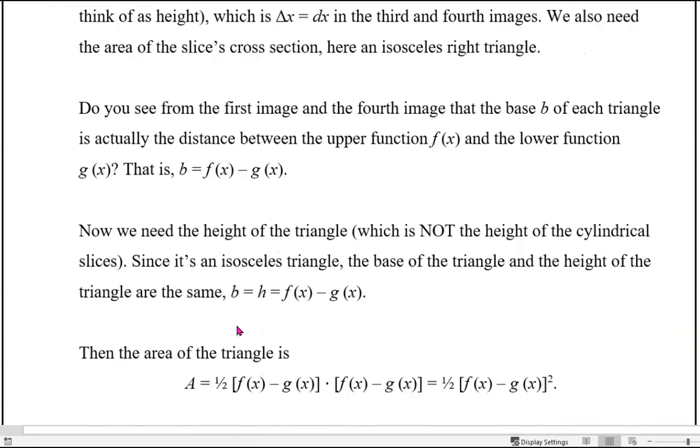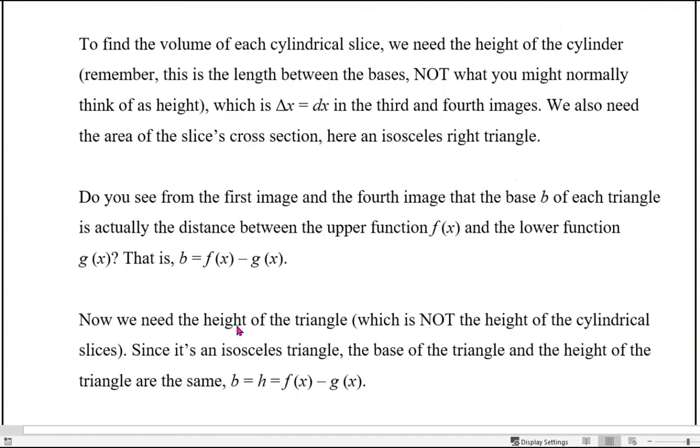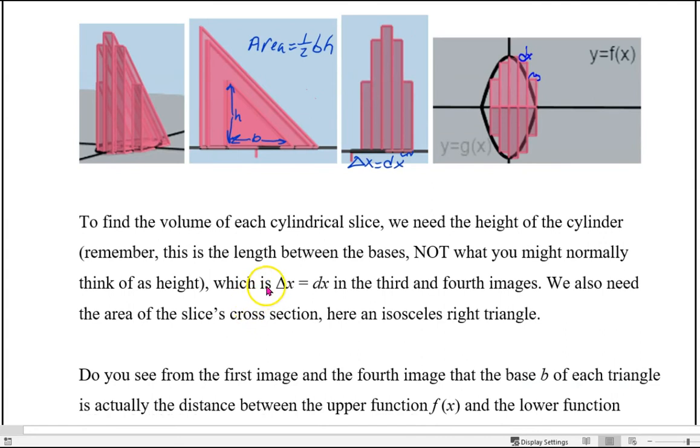Now, on the next picture, we also need to figure out what is going to be the base and the height. How do we find the base and the height? This is an isosceles right triangle, which means that the base and the height have to be the same measure. Remember, in an isosceles triangle, two sides are the same length, and that would be the base and the height, since the hypotenuse of a right triangle must be longer than the legs. So the height and the base are the same.